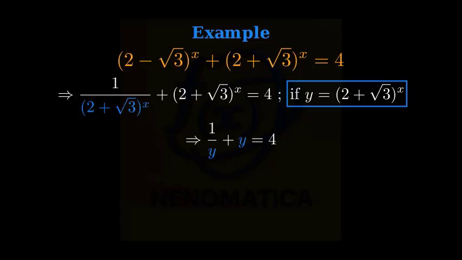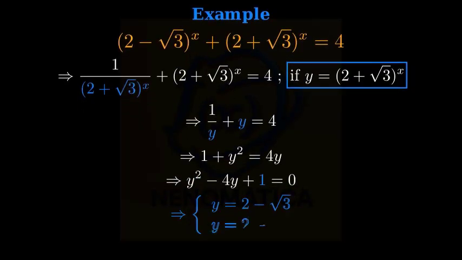To eliminate the fraction, we'll multiply both sides by y. This gives us 1 plus y squared equals 4y. Let's rearrange to get the standard form of a quadratic equation. Y squared minus 4y plus 1 equals 0. Now, we can solve this quadratic equation using the quadratic formula. The solutions are y equals 2 plus or minus square root of 3.